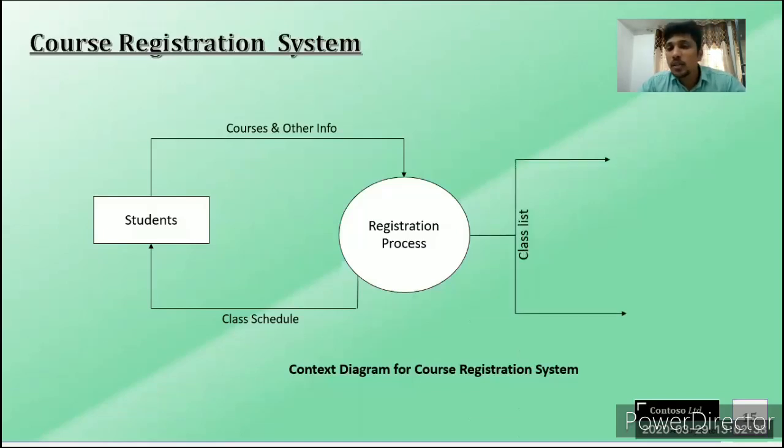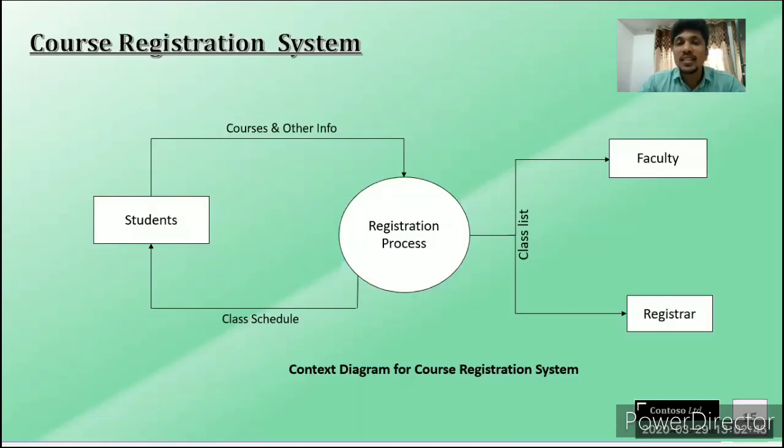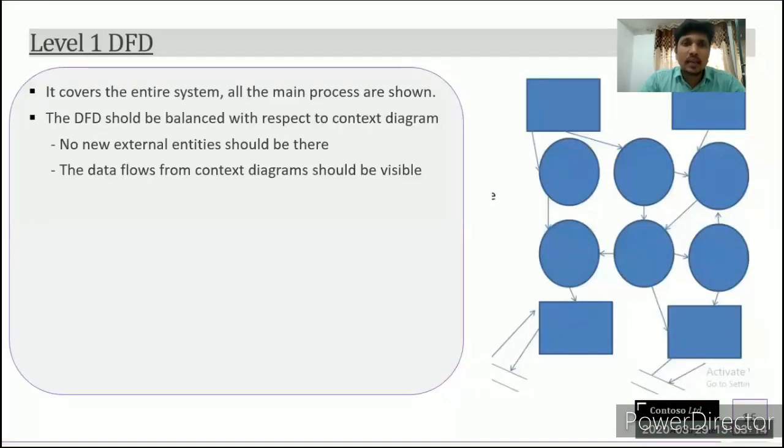Likewise, after the registration process, a class list must be prepared by the office staff to provide to the other external entities, such as faculty and registrar. The faculty require the details about each student in a class for a better understanding of their experiences, marks, and qualifications obtained in previous stages. The registrar requires this class list for enrolling the students into this course and registering each student for this course. Next, we are going to see the level 1 DFD.